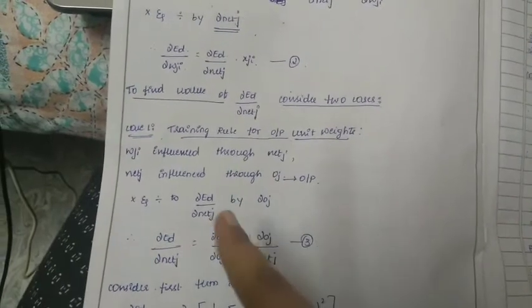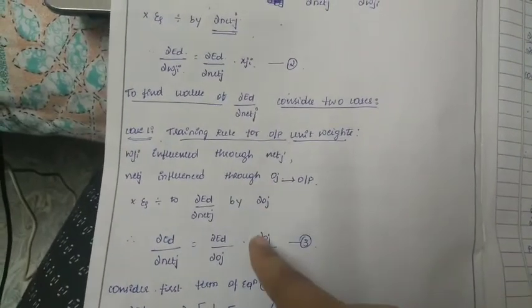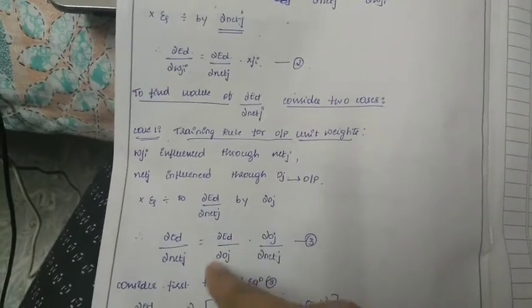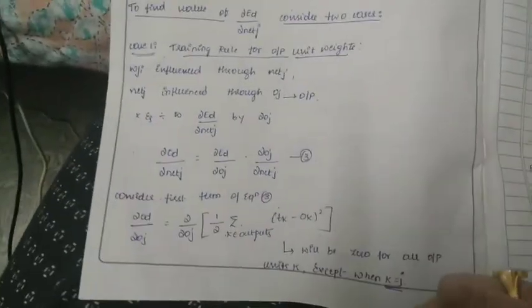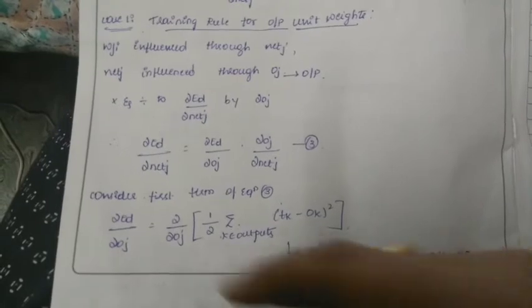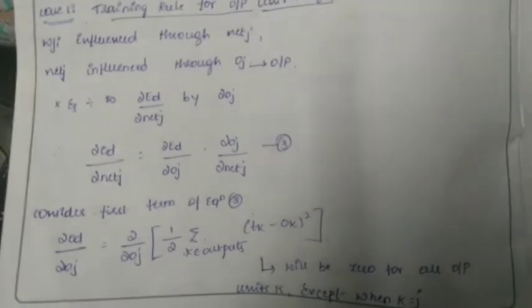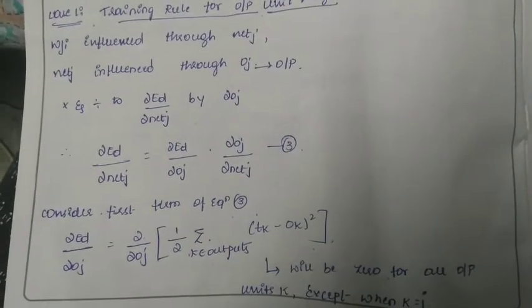Now in equation 3, consider the first term. This is the first term of equation 3. If I consider the first term, that is del E_d divided by del o_j, it is equal to the differentiation of o_j.